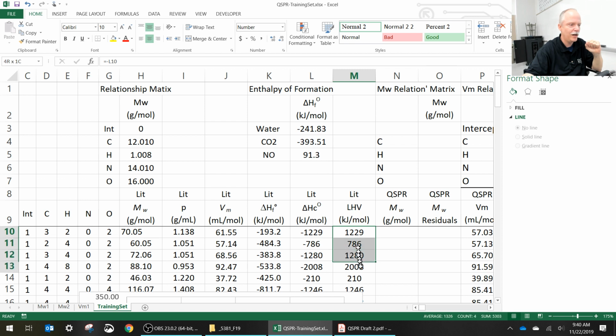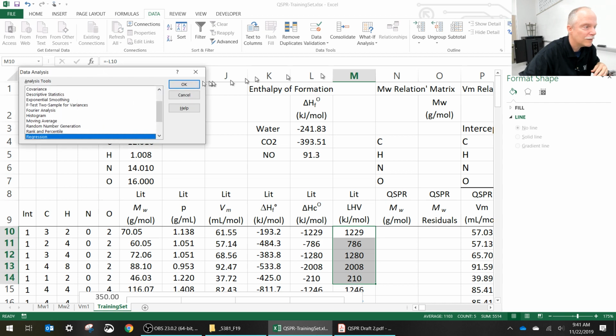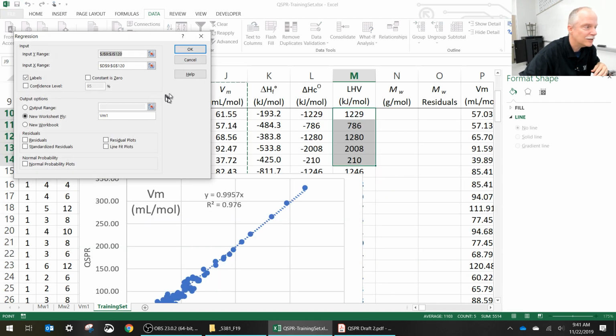So these are the lower heating values, and we're going to do a regression for this. Let's see, if you tell me how many carbons it has, how many hydrogens, and so on, can I tell you how much heat it will produce as a fuel? So let's do another regression. So data analysis, regression. So here's some more practice.